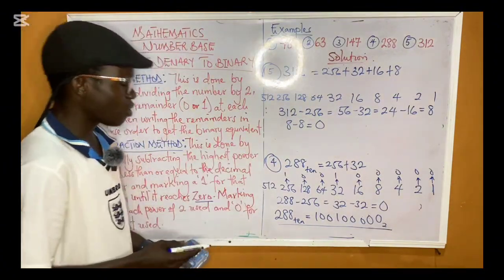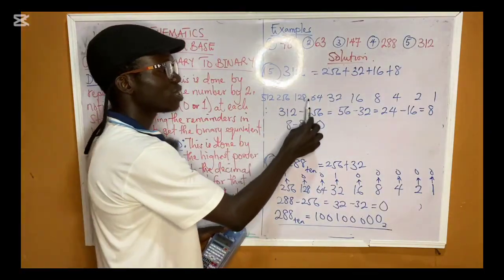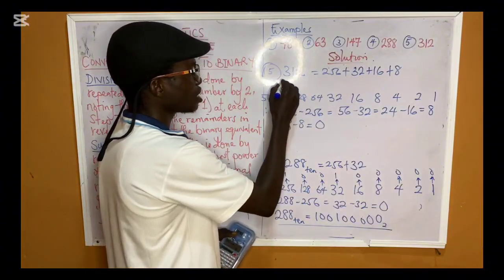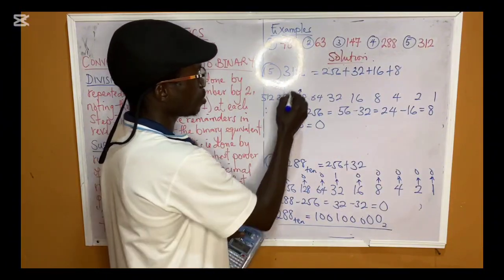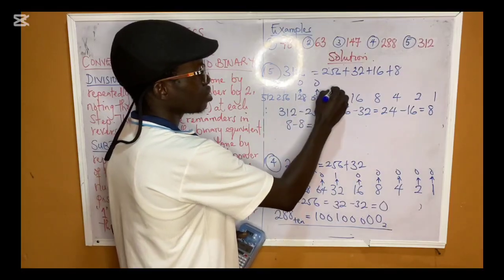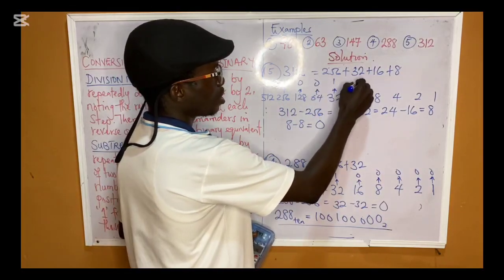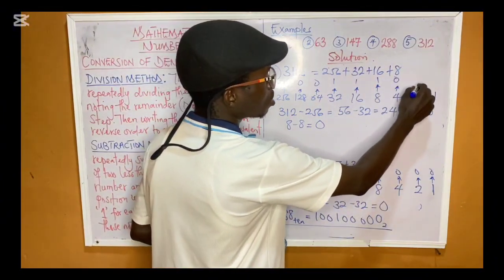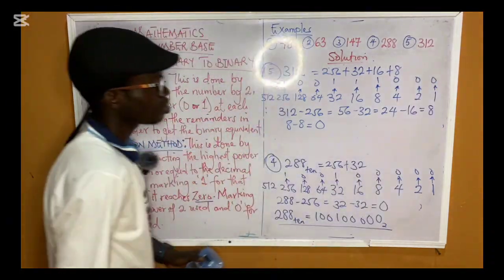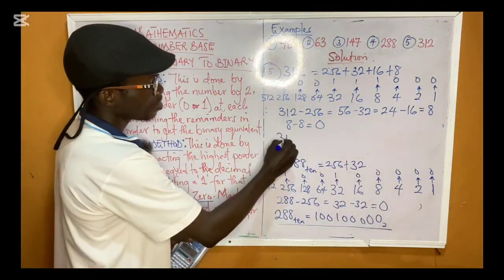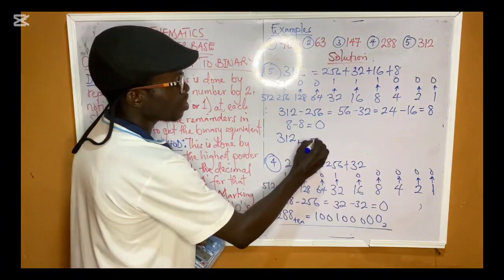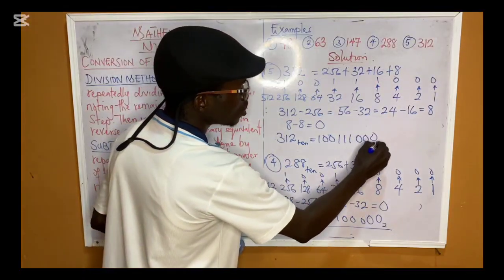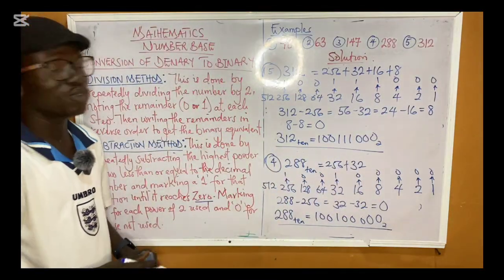So if we add this together, I'm sure we are going to have 312 as our answer. Remember that we are going to mark the ones we used with 1, the ones we did not use with 0. Good. So we used 256, that is 1. 128, unfortunately we did not use it. 0, 0, 1, that is 1, yes. 1, 0, 0, 0. So 312 base 10 is equivalent to 100111000 base 2. And that is our beautiful answer.